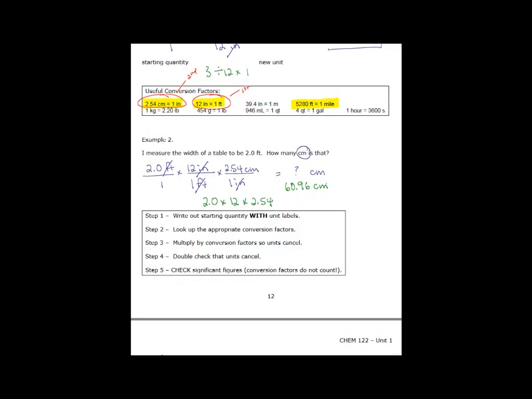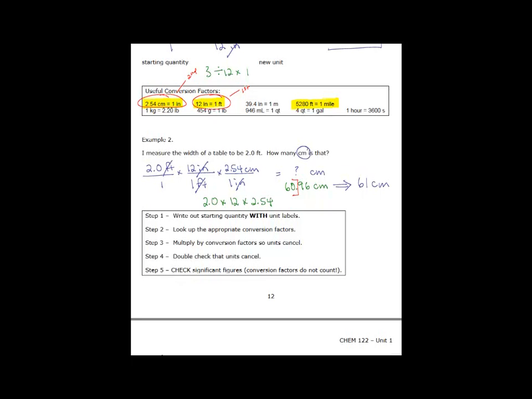But I have 2 sig figs to start off with, so I can only have 2 in my answer. So when I adjust for sig figs, my answer will be 61 centimeters. So I have it kind of written out stepwise. We've gone through this a few times, so you're probably starting to see the pattern.